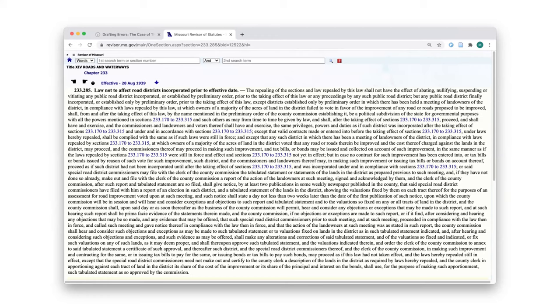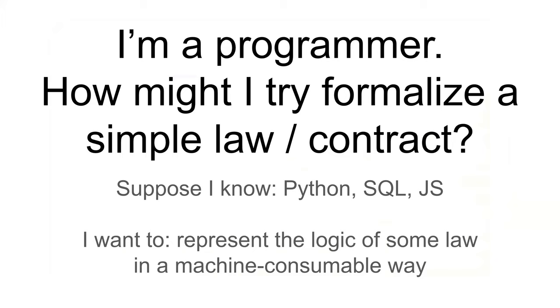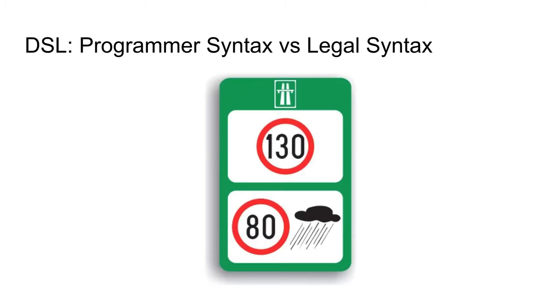That leads us to the question: suppose I'm a programmer, a Python programmer, I know a bit of SQL, how would I turn law into code? The question assumes that there is some kind of Platonic essence to law. The meaning of the law doesn't change, even if the surface representation does.